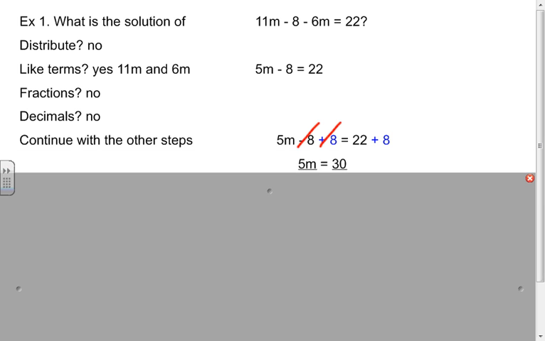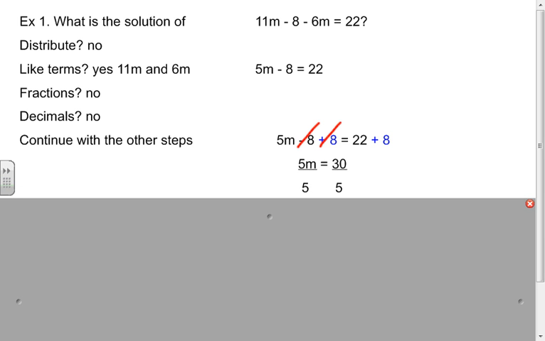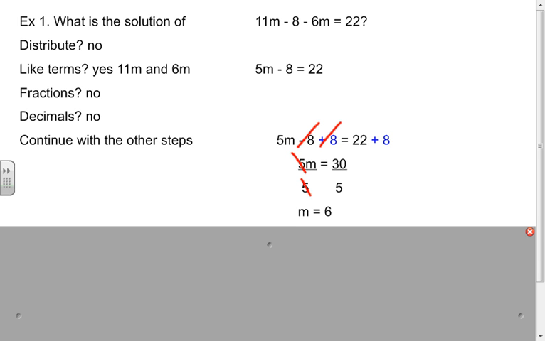On the left-hand side, I get 5m. On the right-hand side, 22 plus 8 is 30. My variable still isn't by itself. It's being multiplied by 5, so I need to do the inverse, which is divide by 5. Do that to both sides. Multiplying by 5 and dividing by 5 are inverses, so they cancel. I have m on the left, and on the right, 30 divided by 5 is 6. That would be my answer. Again, just like always, I can take that, I can plug it into my original problem to check and make sure that I have the correct answer.